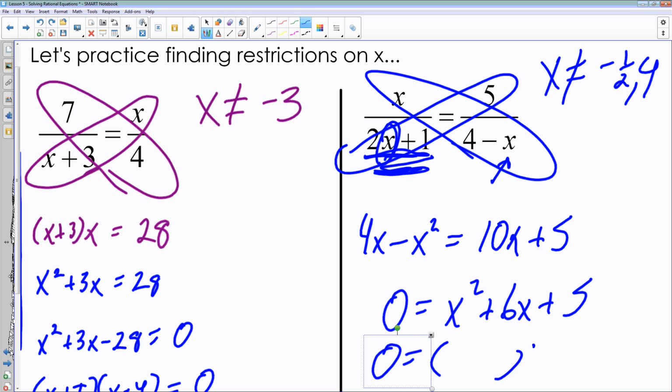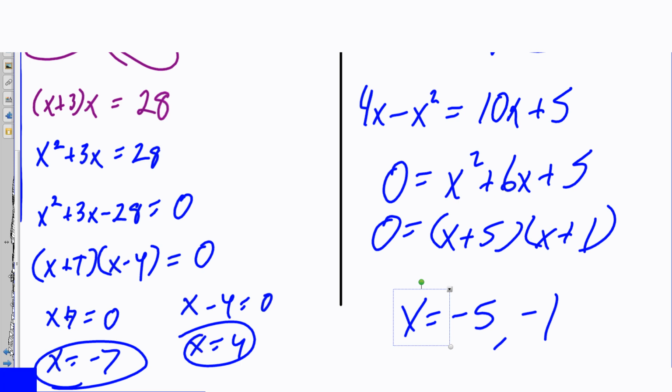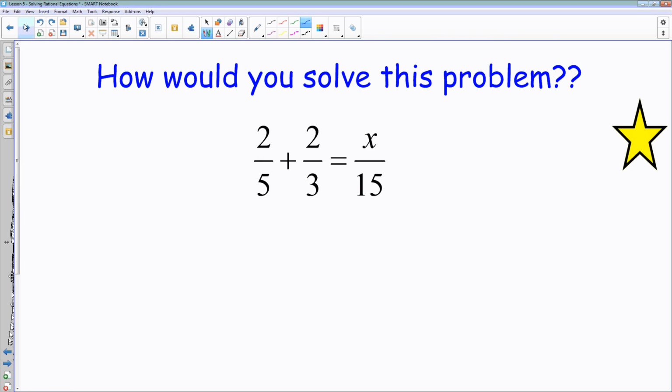So we factor: x plus 5, x plus 1 will do it for us. And we set both of those factors equal to 0, and we get x equals -5 and x equals -1, which are neither of our restrictions. Okay, so let's look at the rest of the notes here.